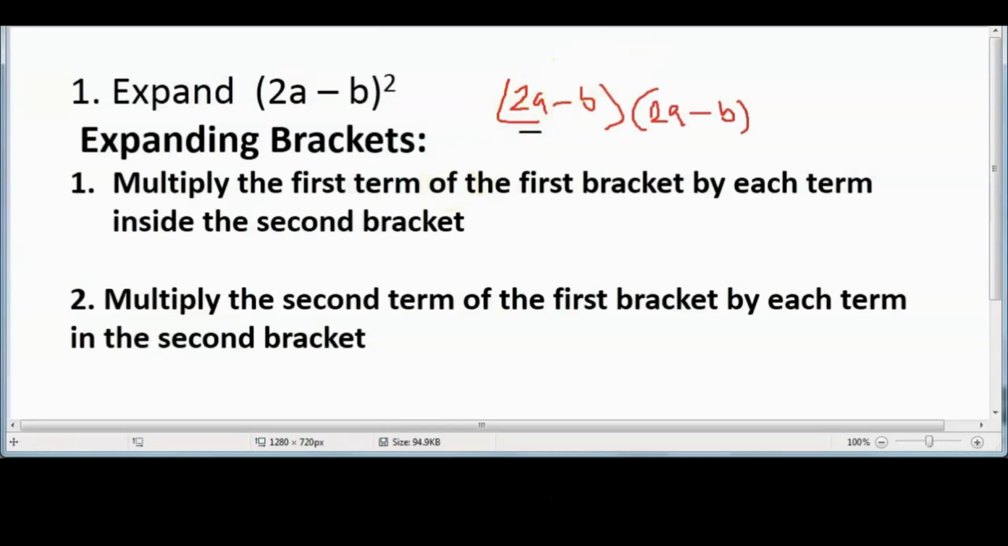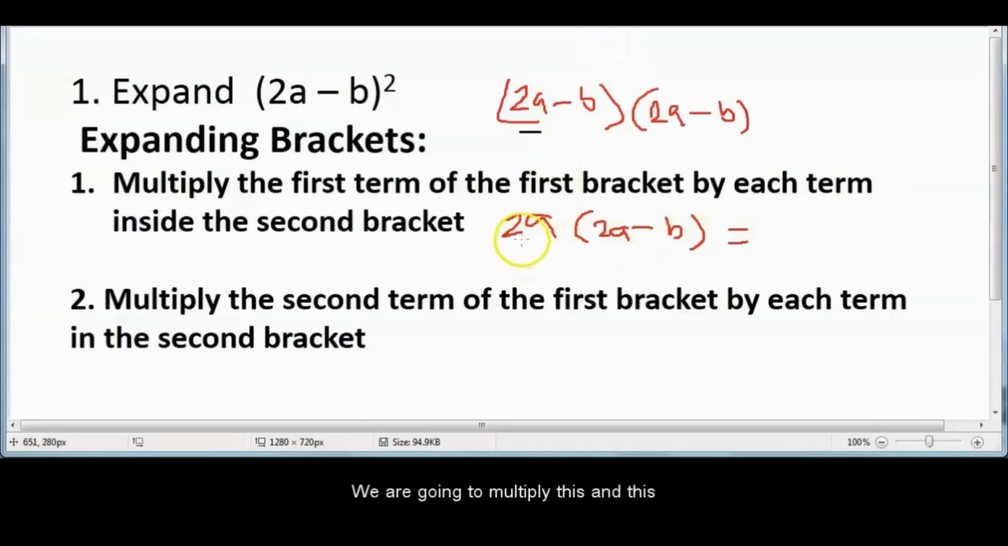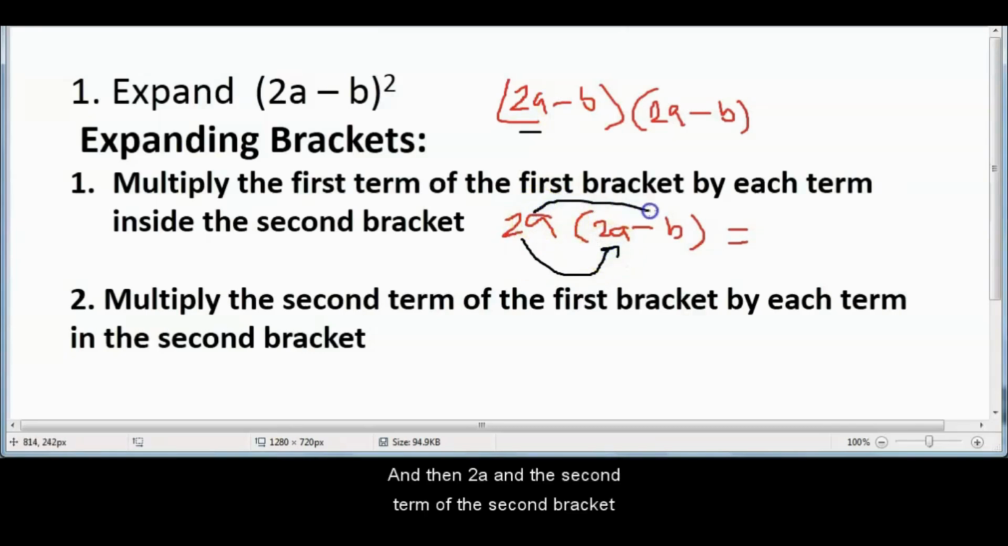So it's going to be 2a, the first term of the first bracket, multiplied by the second bracket, 2a − b. We multiply 2a by the first term of the second bracket, and then 2a by the second term of the second bracket. 2a multiplied by 2a is 4a squared, and 2a times −b is −2ab.